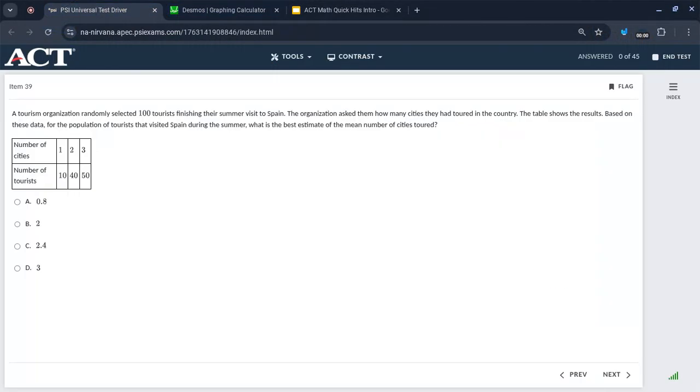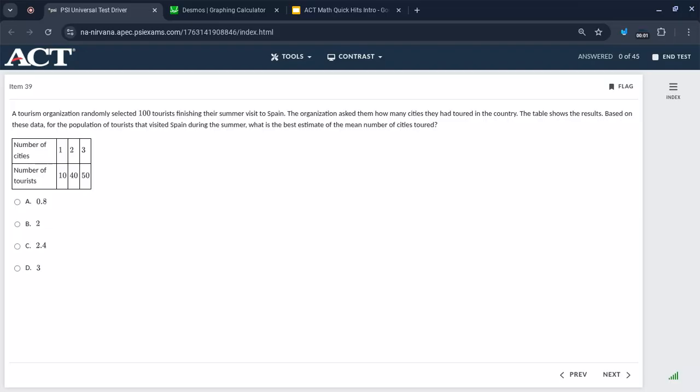All right, so this says a tourist organization randomly selected 100 tourists finishing their summer visit to Spain. Good for them. The organization asked them how many cities they had toured in the country. The table shows the results. Based on the data for the population of tourists that visited Spain during the summer, what is the best estimate of the mean number of cities toured?